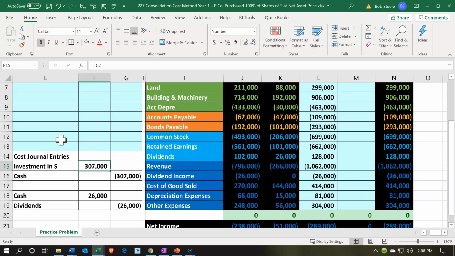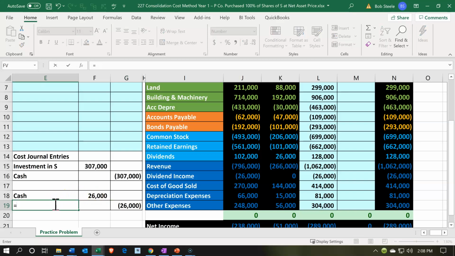So this is the journal entry that happened when you had the consolidation at the beginning of the year. They put it on the books at cost, debiting the $307,000, crediting cash, and then they're just simply going to record the dividends. So then the dividends were issued, they record the cash increase from the dividends that were given to P from S, and then they just simply recorded the dividend income. This should be dividend income, not just dividends. Let's say dividend income here. So that's all they have here.